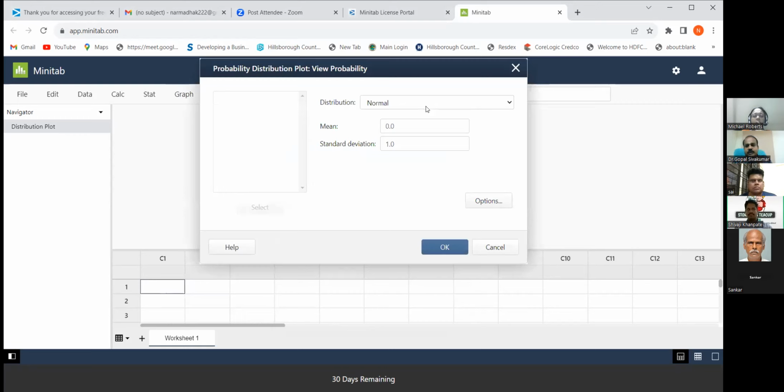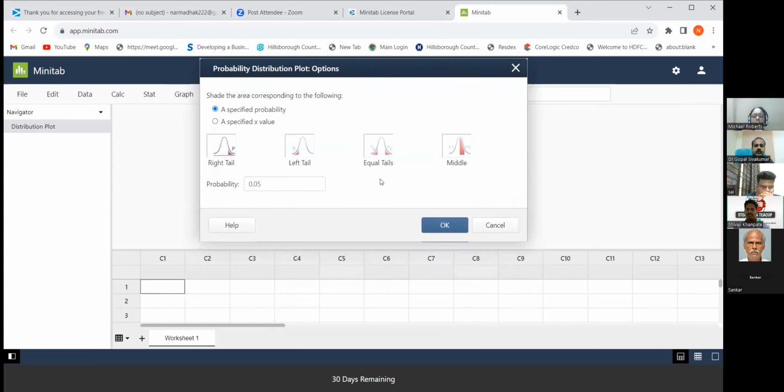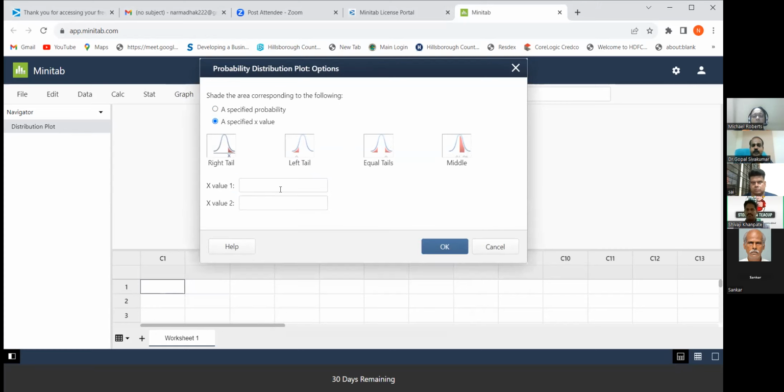Now you have to choose standard normal. That is correct. Options are correct. Normal 0, 1. Now go to options. Select specified x value. And then you have to choose the middle, the last option. That means you can now give 2 points.